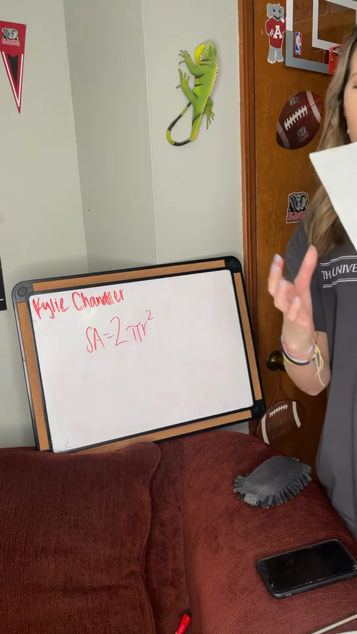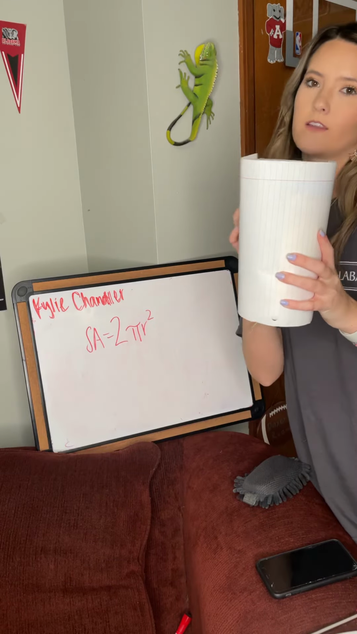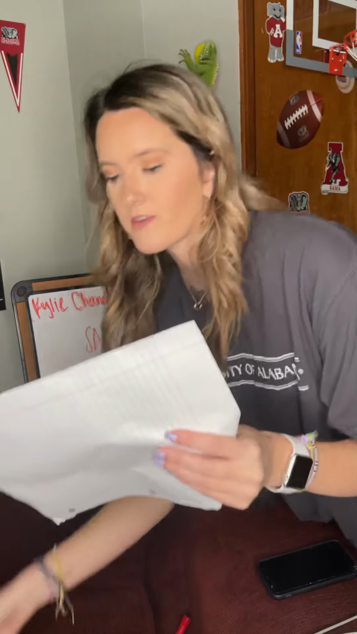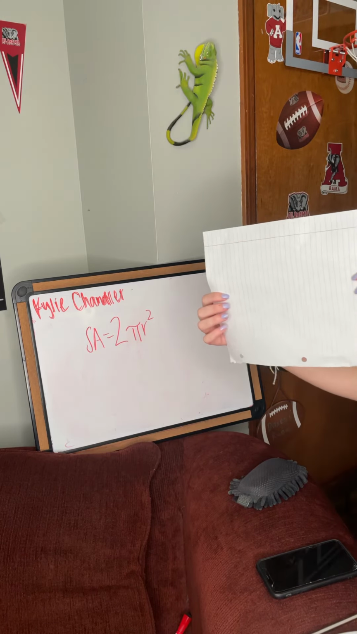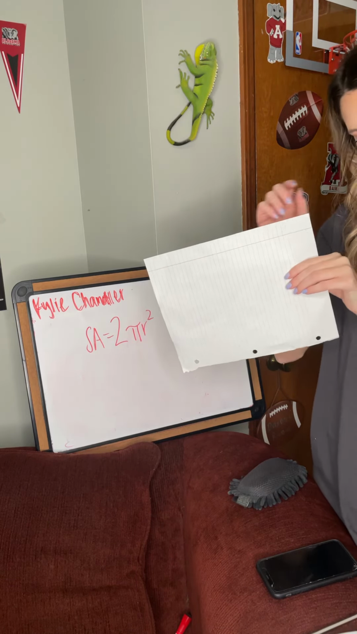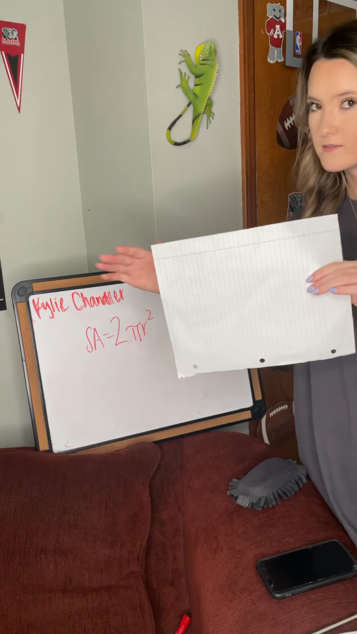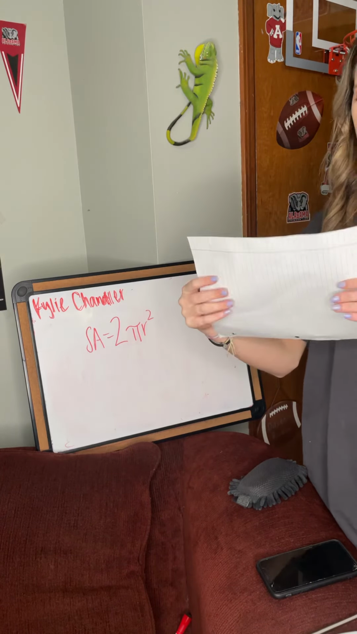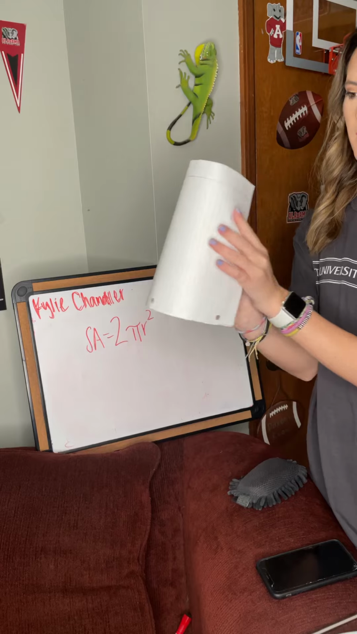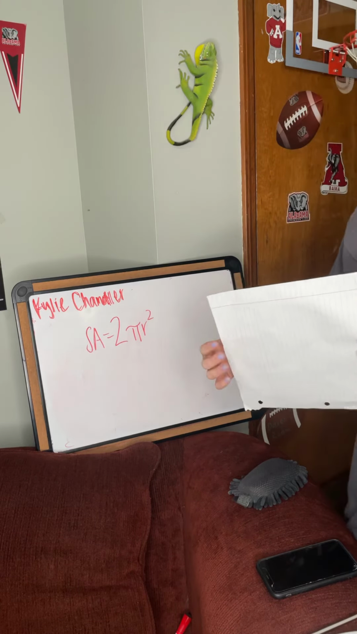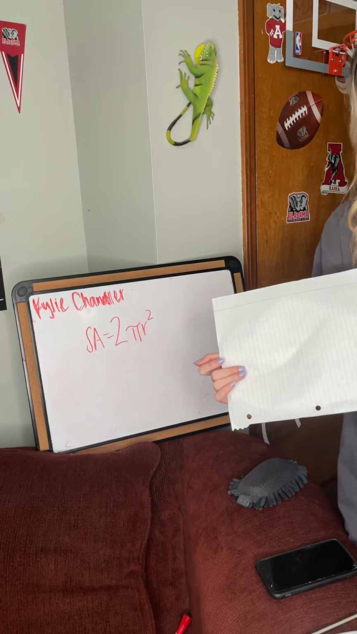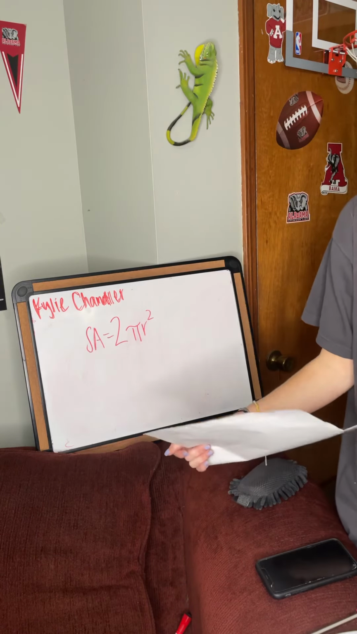So basically, if you had this and you cut it down the middle, you're left with what looks like a rectangle. And basically, the length of the rectangle turns into the circumference, and the width would turn into the height of the cylinder.